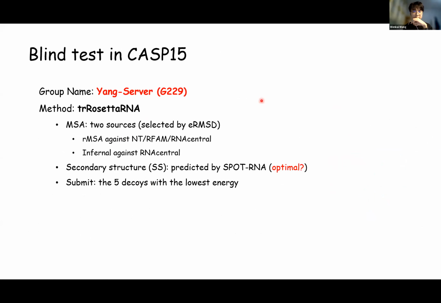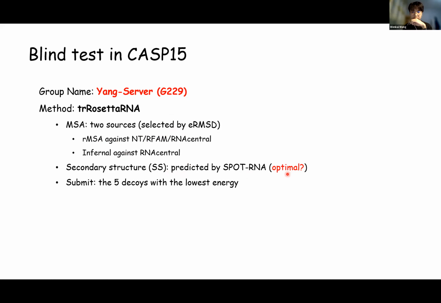Based on trRosettaRNA, we participated in the CASP 15 competition as a server group named the Yang Server. For each target, we generate two MSAs. One uses the rMSA tool, and the other uses the Infernal tool. We selected the MSA with the lower ERMSD to feed into our network. The secondary structures were all predicted by SPOT-RNA. We did not investigate other secondary structures during the competition.